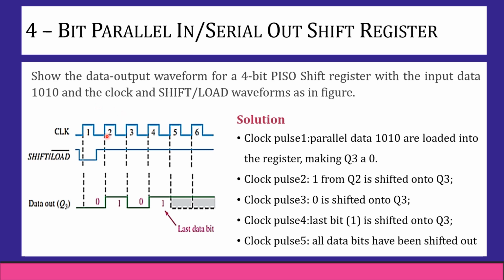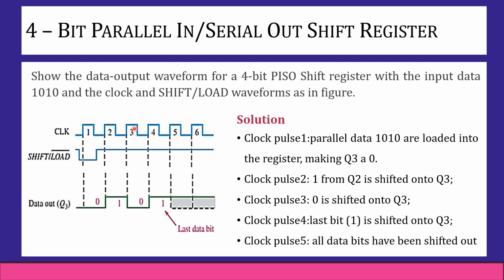Then during the second positive edge pulse, Q2 is shifted onto Q3. Q3 is already 0, that one is taken out. Then during the next clock pulse, this one is shifted to the Q3. So the pulse moves to the 1 state. Now the Q2 is there in the Q3. We can take that one out.